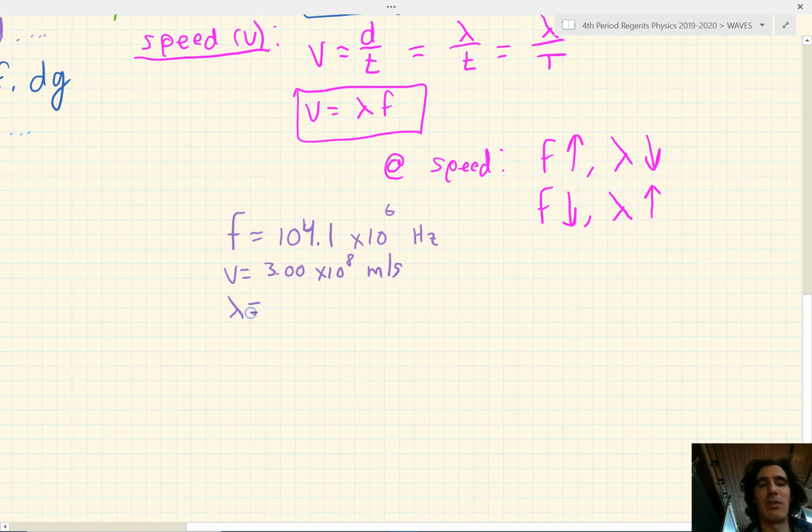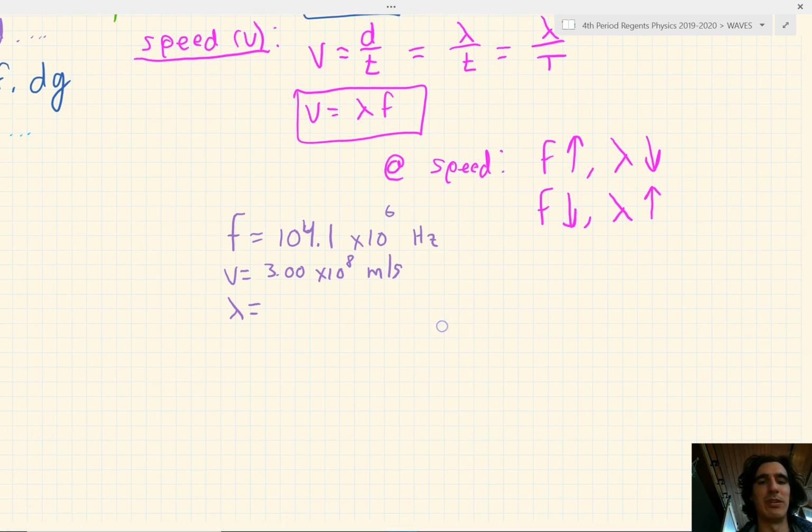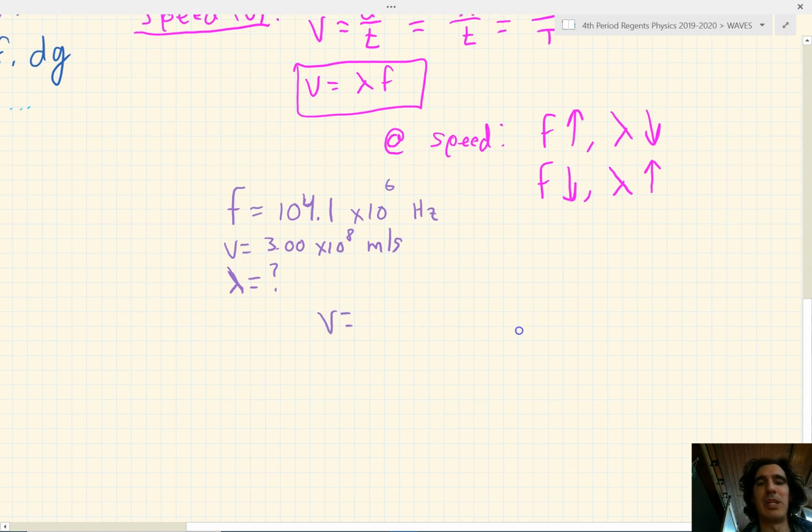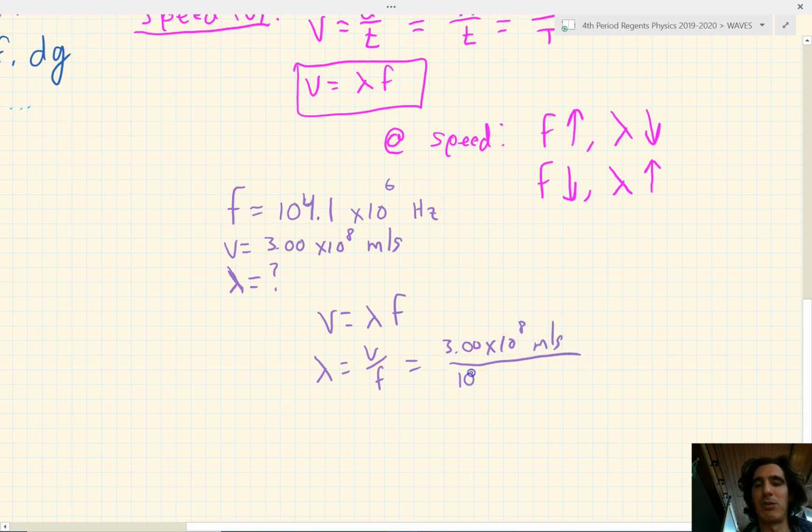And you might ask yourself, how long is that wavelength of 104.1 times 10 to the 6 hertz, or that radio station? That's what we're going to calculate. So lambda equals question mark. So all we have to do is use our speed formula for a wave. Speed equals lambda f, which means lambda is v over f. And all we have to do is plug and chug. So 3.00 times 10 to the 8th meters per second over the frequency 104.1 times 10 to the 6th hertz. And we do that and we get a wavelength of 2.88 meters. So that's the one wavelength of the radio station that you're listening to, 104.1 KISS FM.